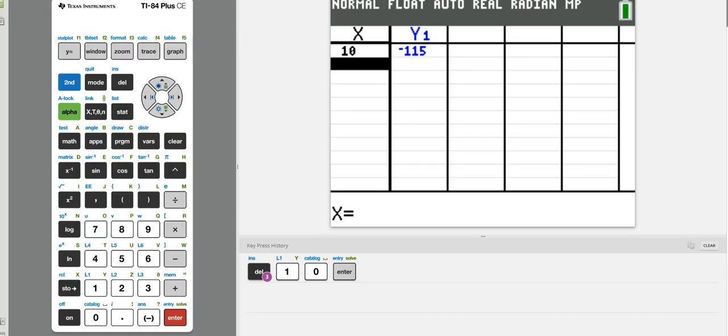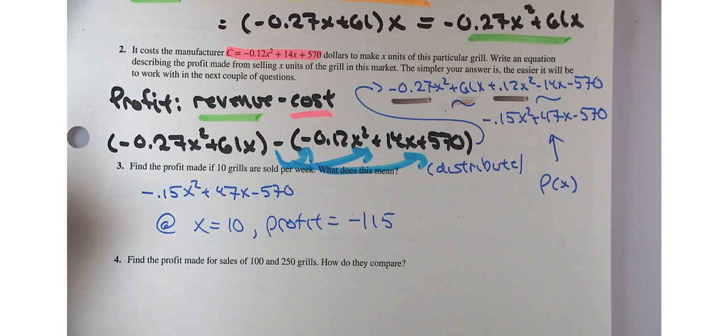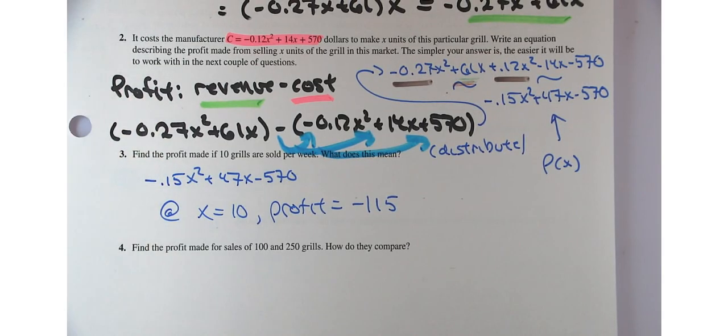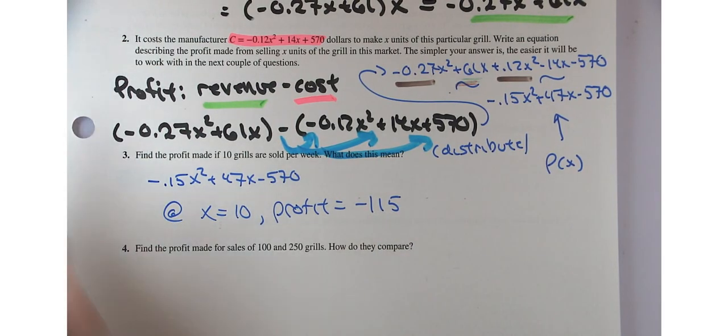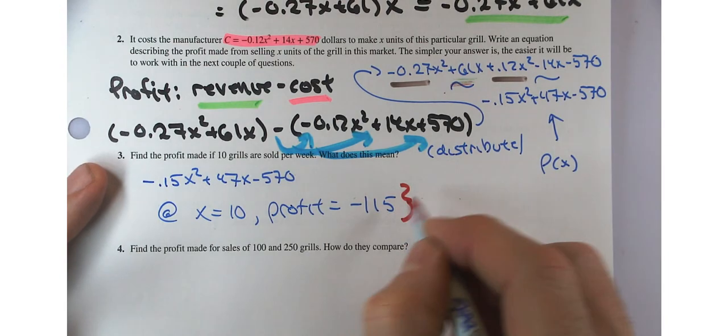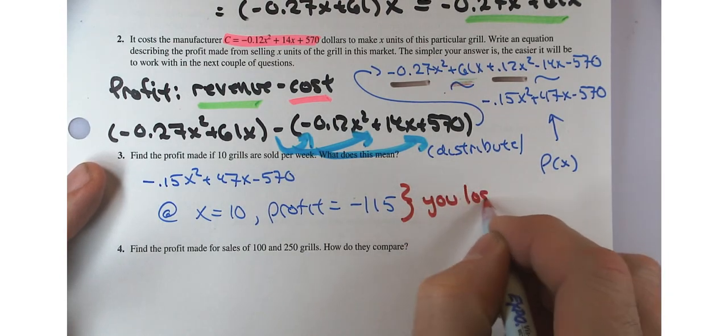So at x equal 10, the profit equals negative 115. What do you think that profit of negative 115 means? What's the actual interpretation of that in terms of this problem? Yeah, cost was more than the revenue, all right? We didn't make enough money there. You lost money. Nice. Thank you, Emma.